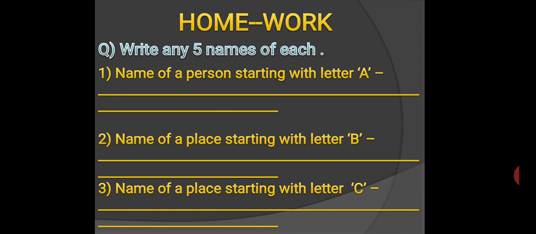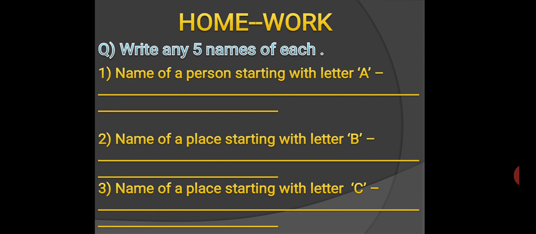For example, B for which place will come? I hope my kids are very clever in this. We used to play this game, name, place, animal, thing when we were kids. The same thing is there. It is very easy. That is not difficult at all. I know my kids are very smart, and you will solve it within 5 to 10 minutes.